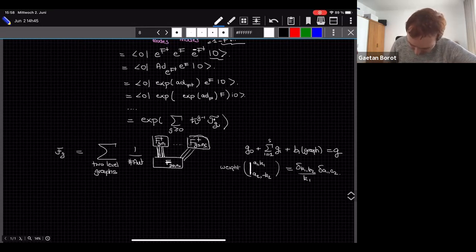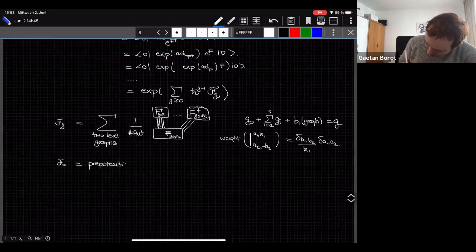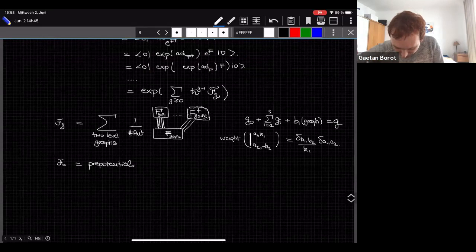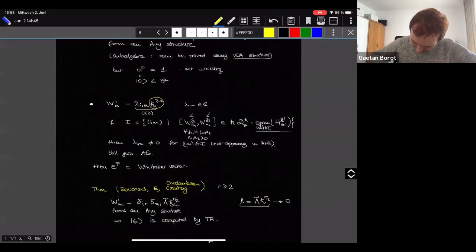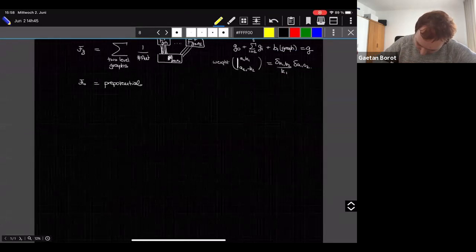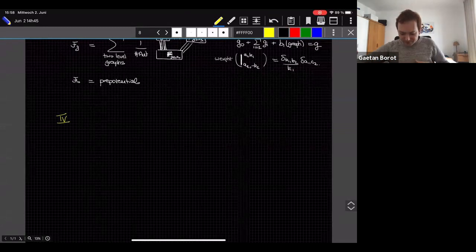So that is the graphical expansion for the partition function. In particular, F_0 is the prepotential of the gauge theory. And it can be computed from these F's, which are obtained by TR, and then you put them into such a sum. So now I just want to mention the relation with spectral curves and topological recursion, the Chekhov and Eynard–Orantin formulation.